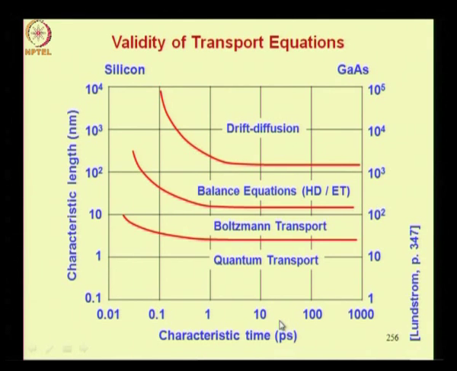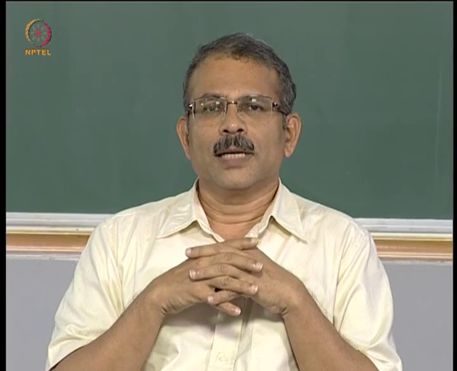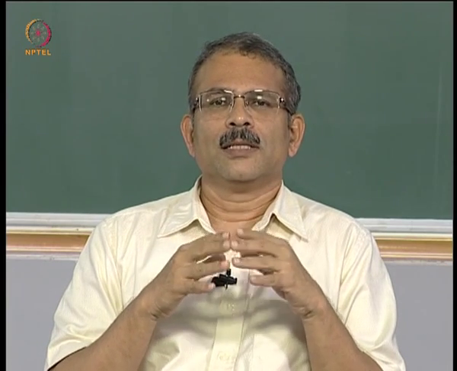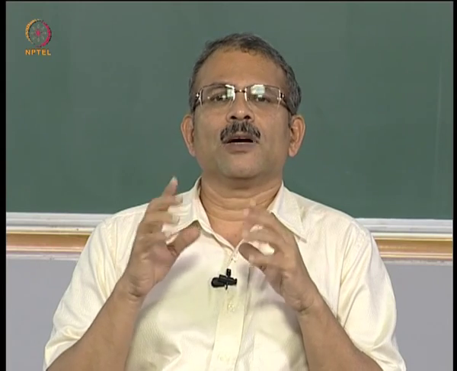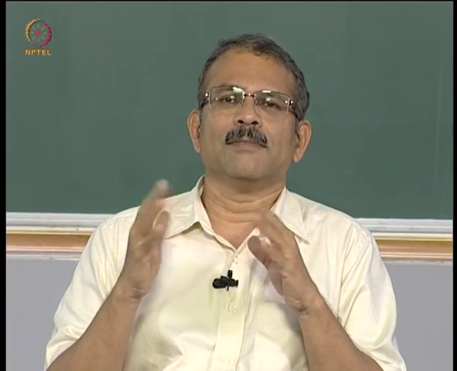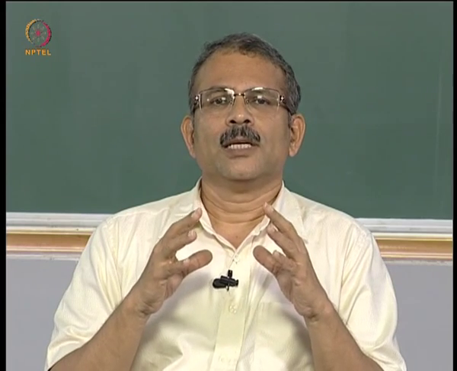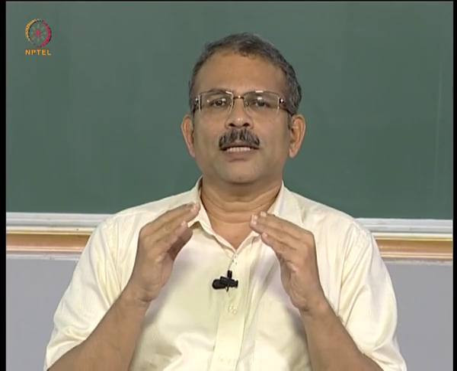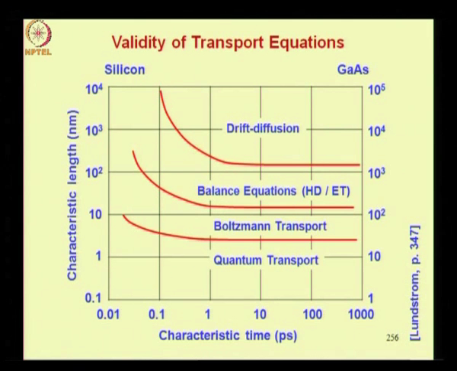So to decide the range of validity of the model, we need to consider the device size and the time varying nature of the signal. At what rate is the signal varying? Based on these two factors, you can decide which range of models can be used. Note that the characteristic length of silicon is smaller than that of gallium arsenide. The reason for this is that the effective mass of electrons in gallium arsenide is much smaller than that of silicon.